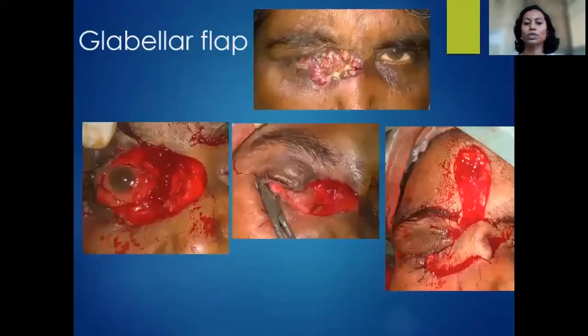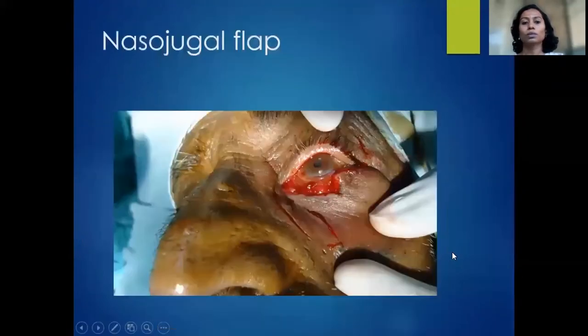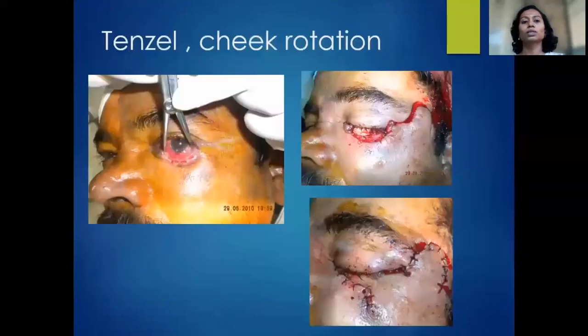Glabellar flap for the medial defects. So for this large inverted keratosis, this was the glabellar flap that was done. And for the nasal, like the medial defects, we can use the nasojugal flap. So this is how the nasojugal flap was.